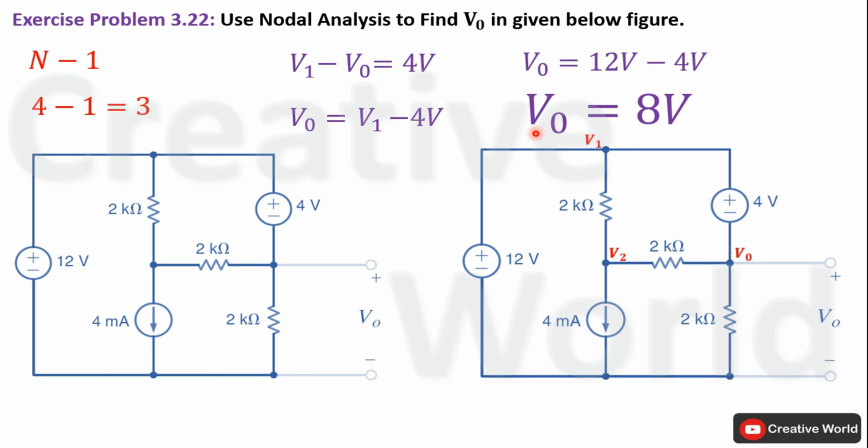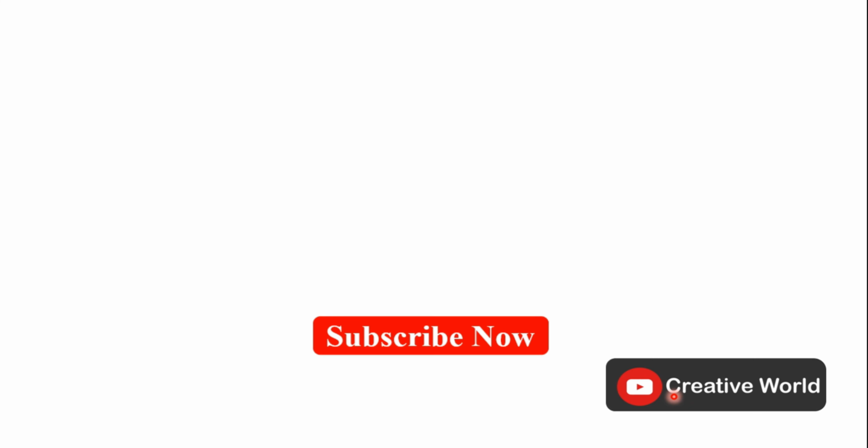And that was the requirement in this scenario. We were asked to find out the value of V0 that is equal to 8 volt. So we don't have to further solve this problem. So the value of V0 in this network across this 2 kilo ohm resistance is equal to 8 volt. It was all about chapter 3 exercise problem number 3.22.